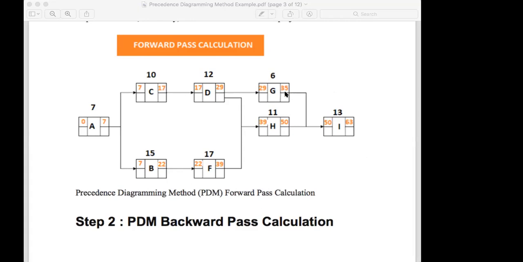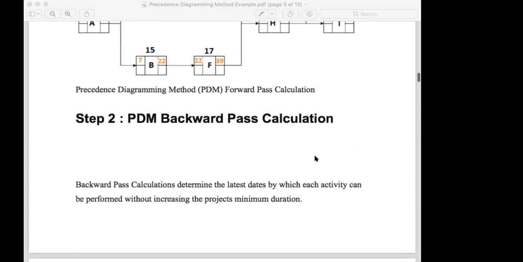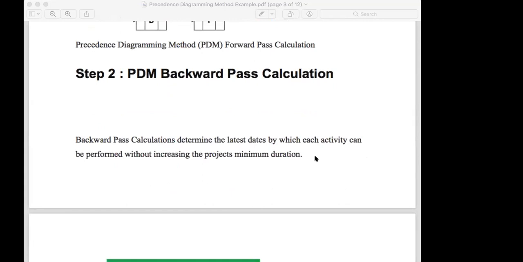When you come to here, you can see another side, another network is coming this side. So you have to compare this one, because you have to complete these two to start this one. So that is the way you have to think. So, backward pass. Backward pass calculation determines the latest dates by which each activity can be performed without increasing the project minimum duration.